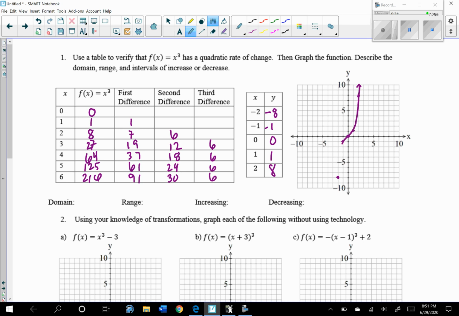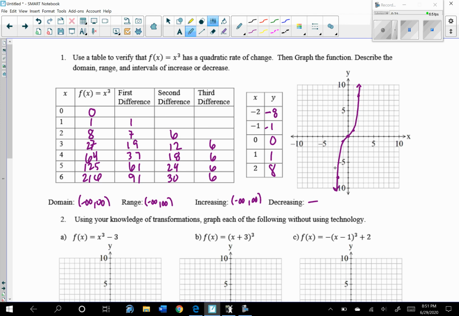And your graph looks like this. So the domain, we can plug anything in for x, is all real numbers. You can see that the range, we also can get positive, negative, 0 out, so all real numbers. This is increasing, so if you go from left to right, notice that the y values are increasing the entire time. So this is increasing over the interval from negative infinity to infinity, and it's not decreasing at all.